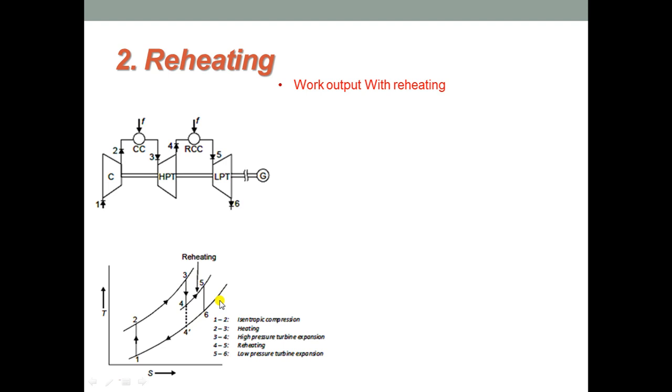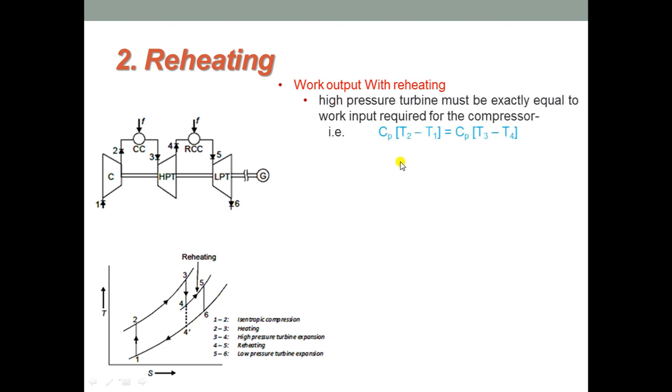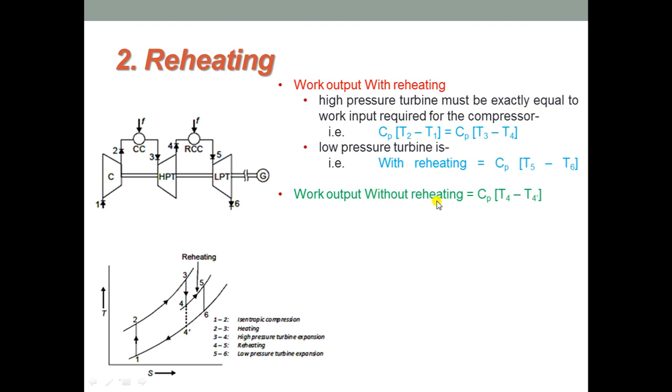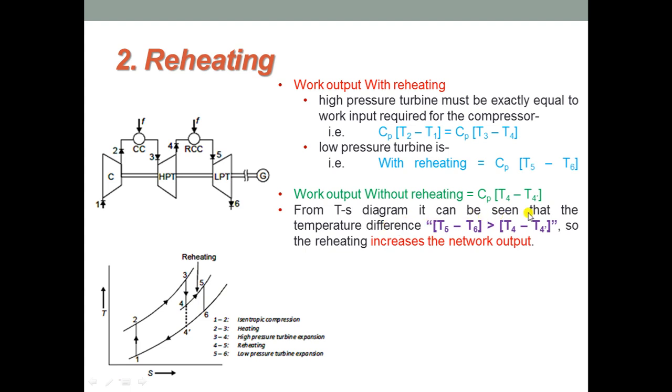So, work output with reheating can be written as Cp into (T2 minus T1), which is equal to Cp into (T3 minus T4), and the low pressure turbine work is Cp into (T5 minus T6). Work output without reheating is Cp into (T4 minus T4 dash). From the TS diagram, it can be seen that the temperature difference T5 minus T6 is greater than T4 minus T4 dash. So, reheating increases the net work output. This is what we can observe from the TS diagram.